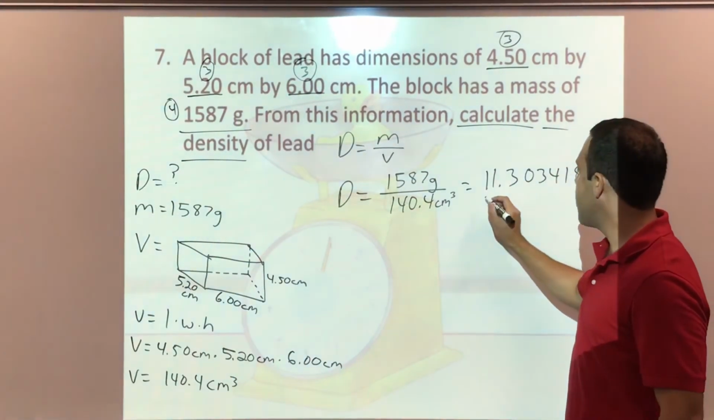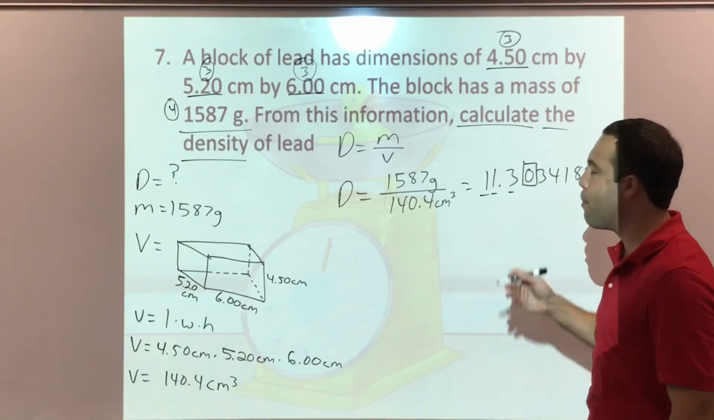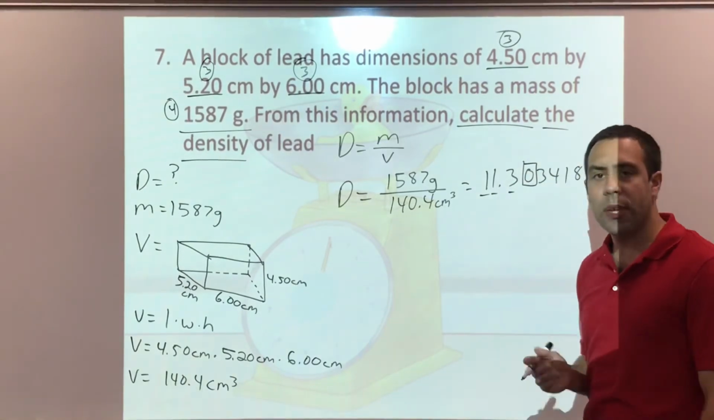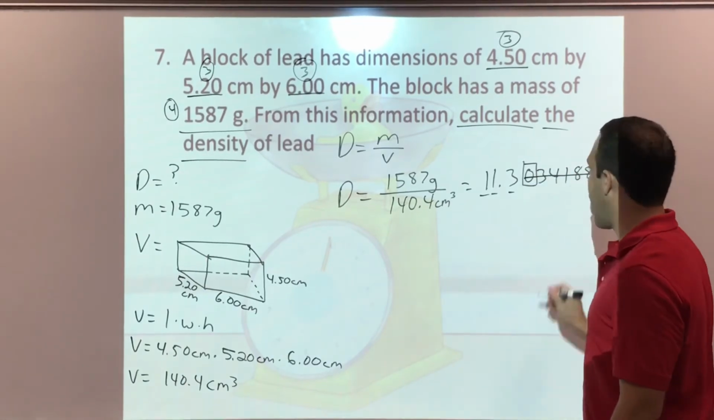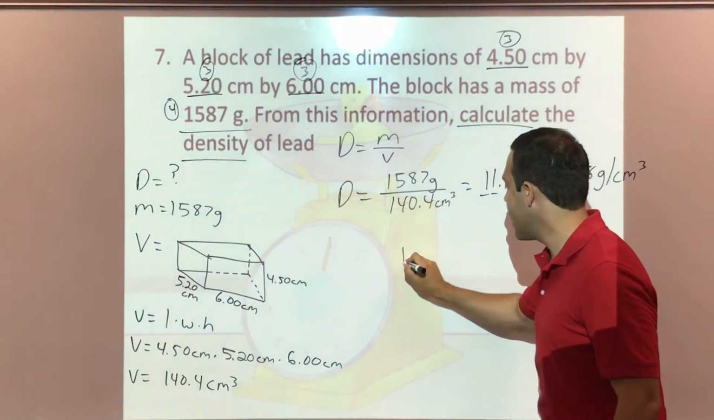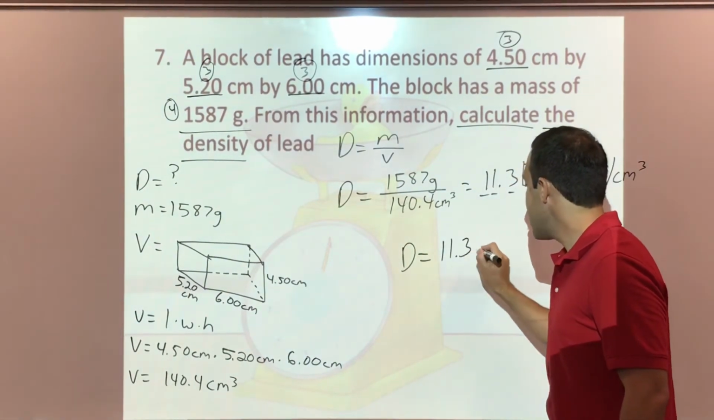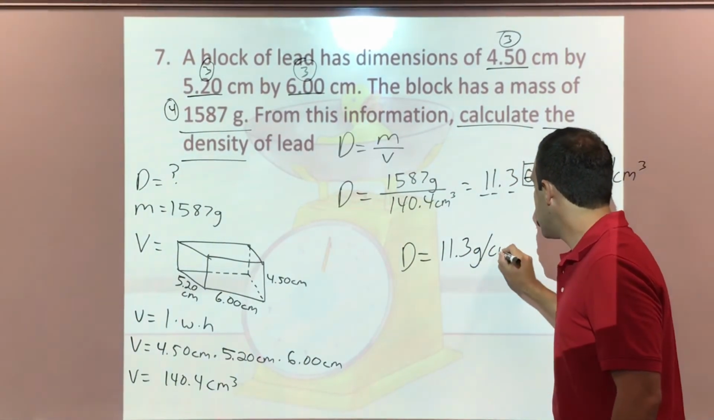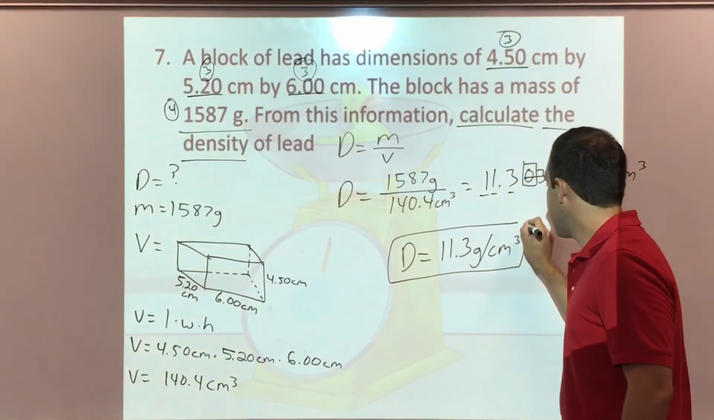So we round to three significant figures, draw three lines, 1, 2, 3. Go to the fourth number, put a box around it. Look in the window, we see 0. Obviously that's lower than 5, so all these numbers drop out, which means our final answer, density equals 11.3 grams per cubic centimeter. And of course, we box off our final answer.